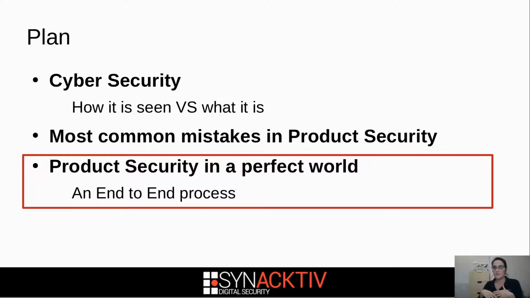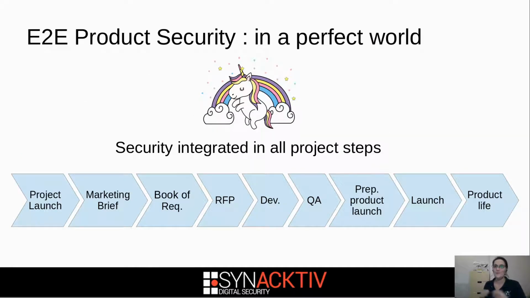So I've talked about all the mistakes I've seen, and we're not going to stay at that. The idea here is also to talk about how we could do better. So I'm going to try and talk to you about what product security could be in a perfect world. First, in a perfect world, product security is an end-to-end product, which means it's integrated in all project steps, from the beginning of the project to the product life.